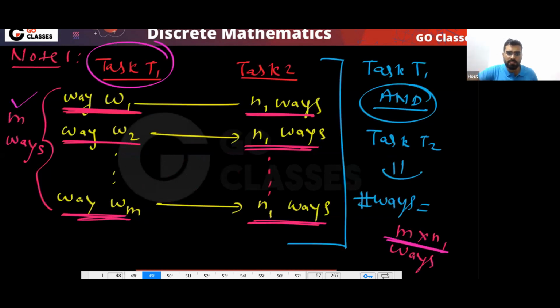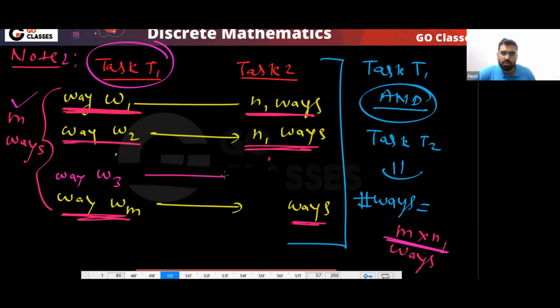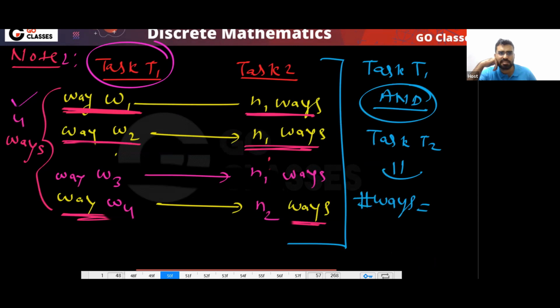Now consider the same situation, but let me change something. For W3, let's assume you have N1 ways. Now for W4, let us assume you have N2 ways. So here you have a total of 4 ways. Now tell me how many ways to do this task T1 and T2. Can you multiply? Are you getting my point?